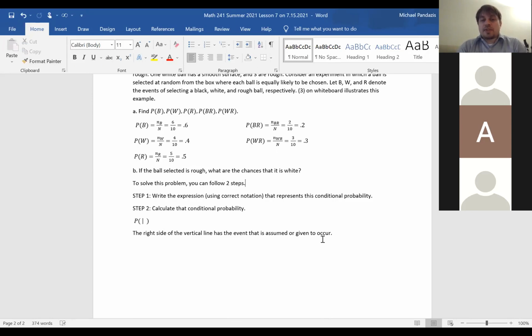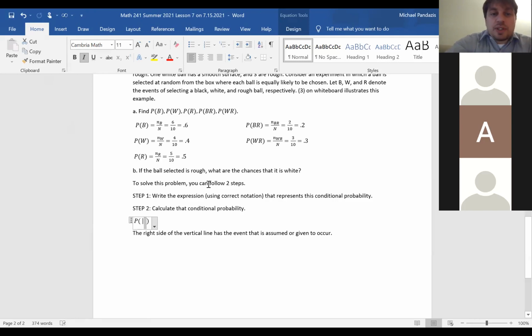The right side of the vertical line has the event that is assumed or given to occur. Here, the thing that goes in that spot to the right is the event that is assumed or given to occur. The statement is, if the ball selected is rough, what are the chances that it is white? So can someone participate now and tell me which event is the event that is assumed or given to occur? Is it the property that the ball is rough, or is it the property that the ball is white?